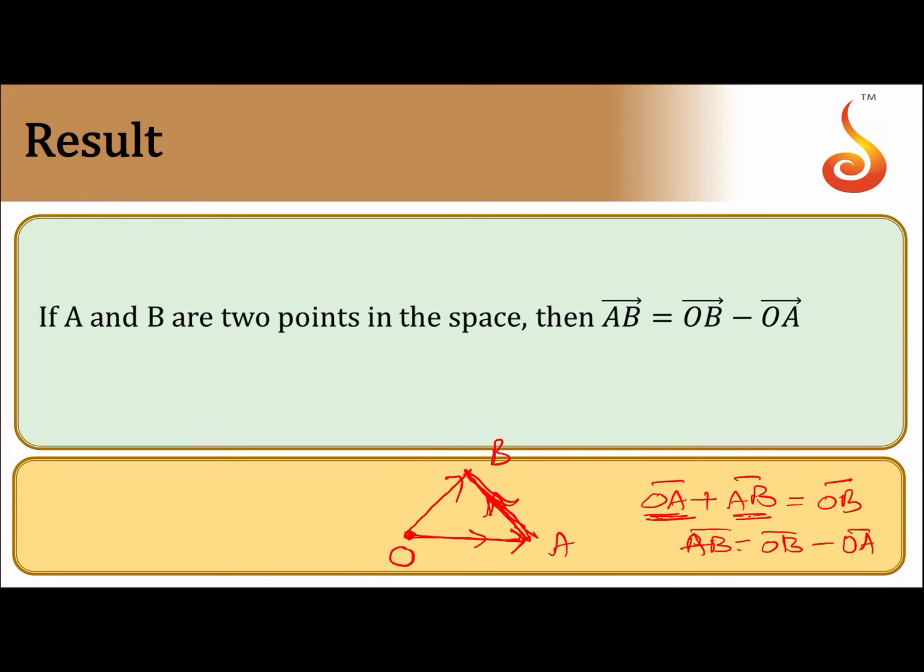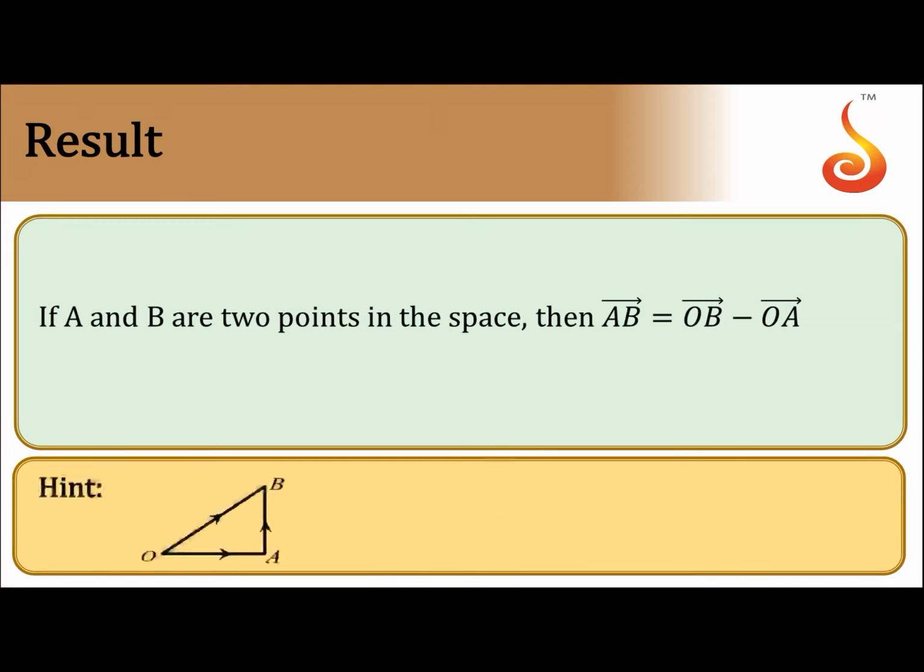Taking it to the right side, you can write this algebraically as OB minus OA. So AB bar is equal to OB minus OA. That's what you'll be getting. Of course, the same thing I say like this: AB bar can also be written as the position vector of B minus the position vector of A.